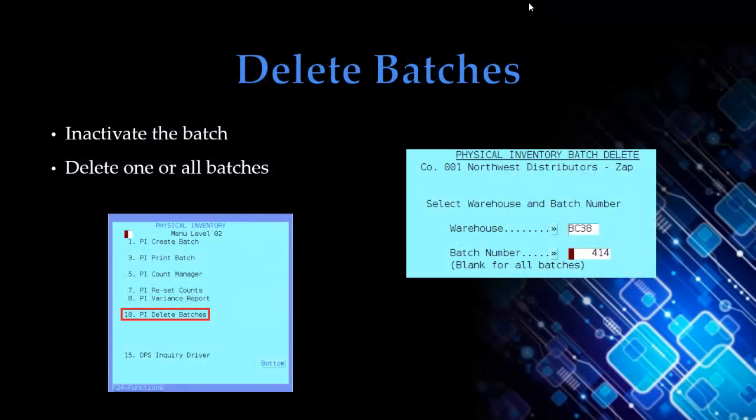The final option of the Zap Physical Inventory process is to delete batches. Deleting a batch will inactivate the batch and stop all future processing for the batch. The DPS Zap File Purge process will remove the records from the files. To choose this option, we will go to Physical Inventory Delete Batches. And once we do, we will once again select a warehouse, and then we can select a specific batch, or we can leave that option blank and delete all batches that we have created.